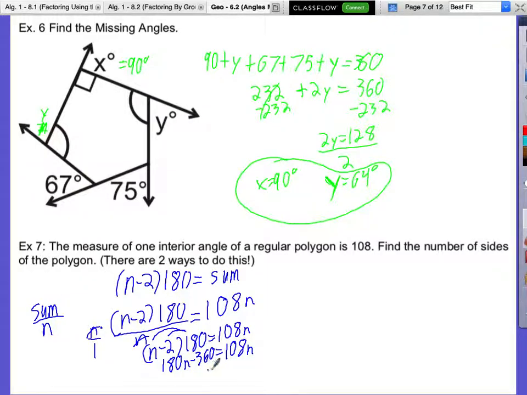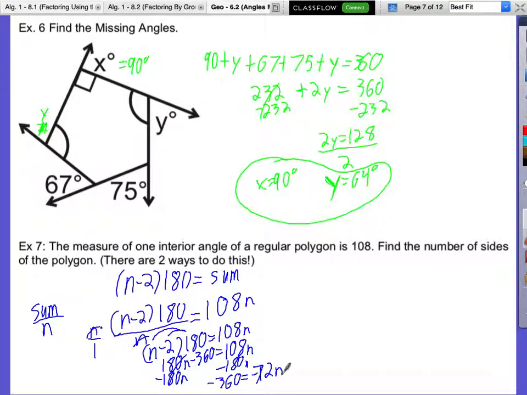So from here, you can subtract 180n to get all the n's by itself, and it's okay for it to be negative for a second, because it's going to be negative 360 is equal to negative 72n. And how do you get n by itself?